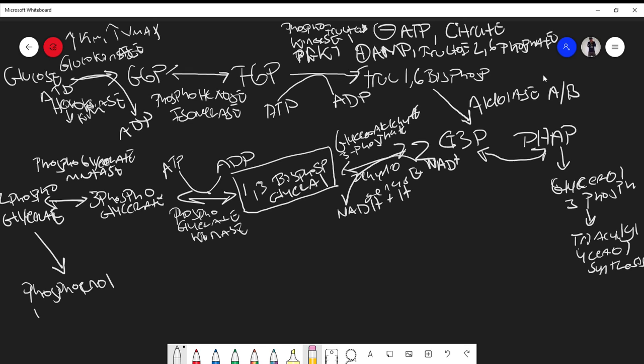Phosphoenol pyruvate. I'm going to circle this as well. This is the second high energy yielding compound. This is done by enolase. Now fluoride actually inhibits enolase. And the idea is that whenever you go to the doctor and you get your blood drawn, the capsule that your blood is placed in actually contains fluoride.